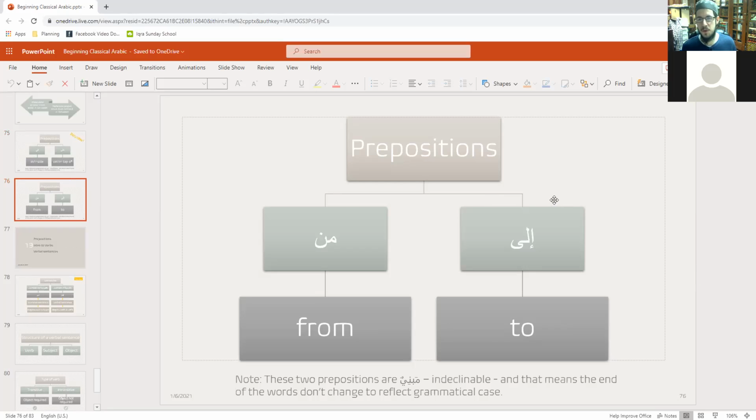So the new prepositions that we're learning are ila. Careful to distinguish ila. You hear how it quickly releases from the lam. Distinguish that from illa, like la ilaha illallah, which is a different word entirely, which means except, right? So ila means to, toward. We're talking about directionality, whether it's in time, but usually in place. And min, which means from. Same thing, directionality, usually in place, but also used with time.